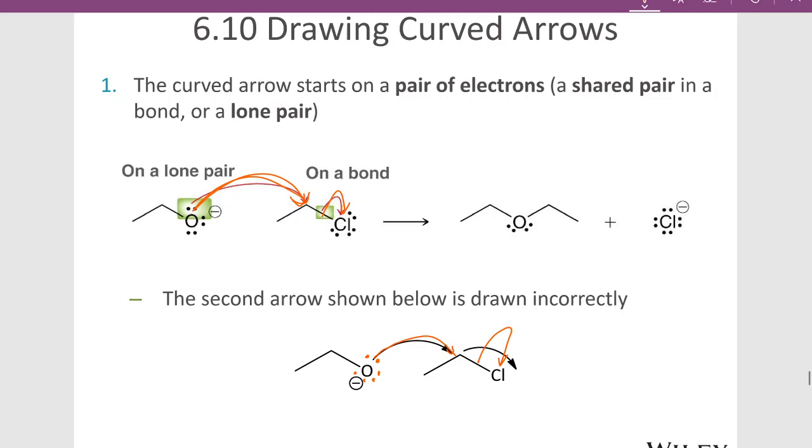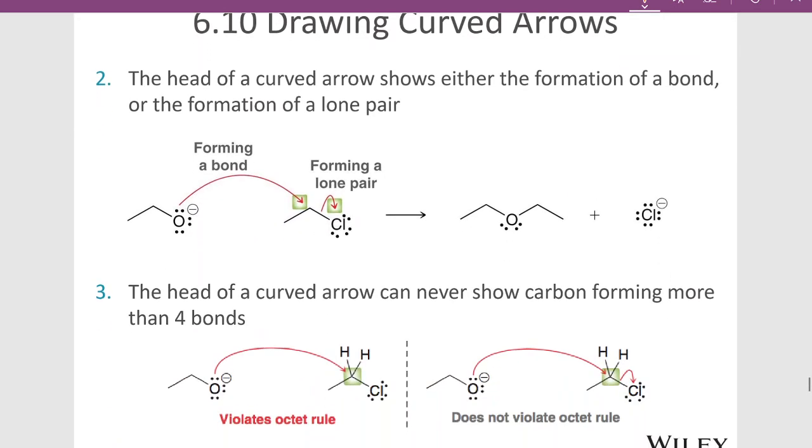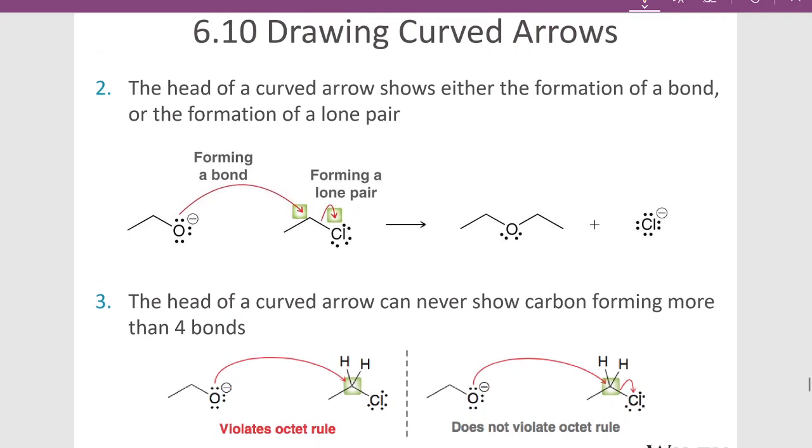So what's our product here? I mean, we're not going to study this reaction right now, but this would actually be the product. It's 2 carbons, okay? Plus Cl minus, right? All right, so the head of a curved arrow shows either the formation of a bond or the formation of a lone pair. So lone pair becomes a bond, or bond becomes a lone pair. Sometimes we show bonds moving, stuff like that, or lone pairs moving. Okay, so you can't show a carbon forming more than 4 bonds. We talked about that a little bit because you're going to have too many bonds to carbon. Okay, so if you're forming a bond, you've got to show something else leaving if it's going to give you too many bonds to carbon.